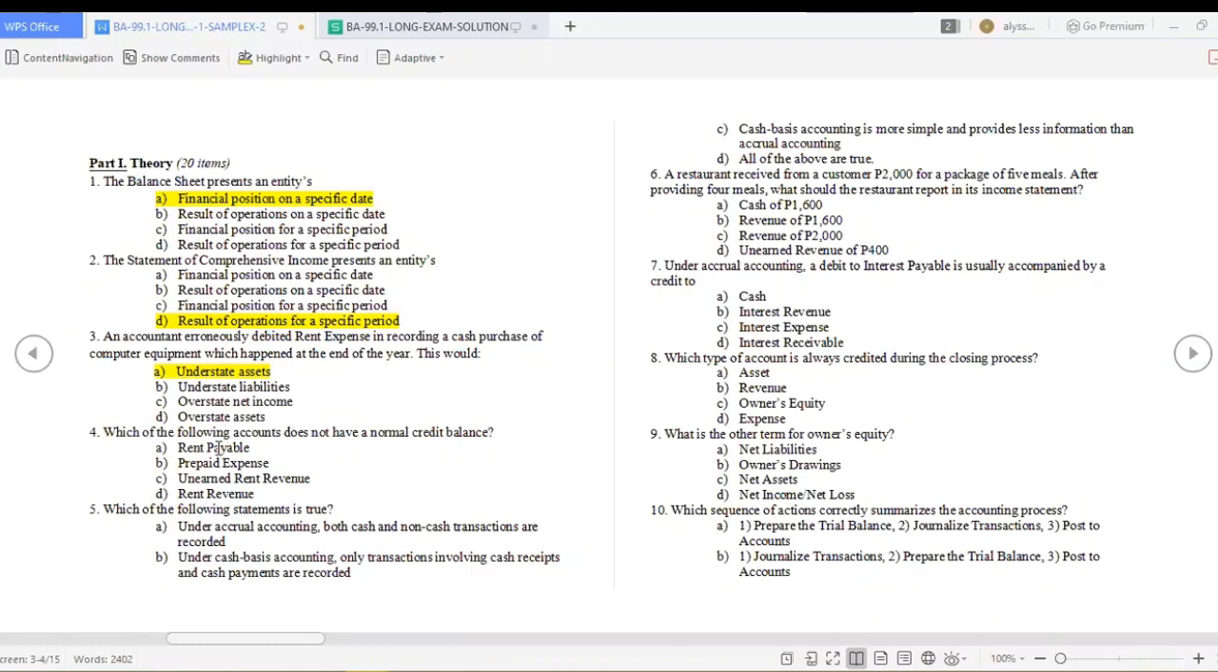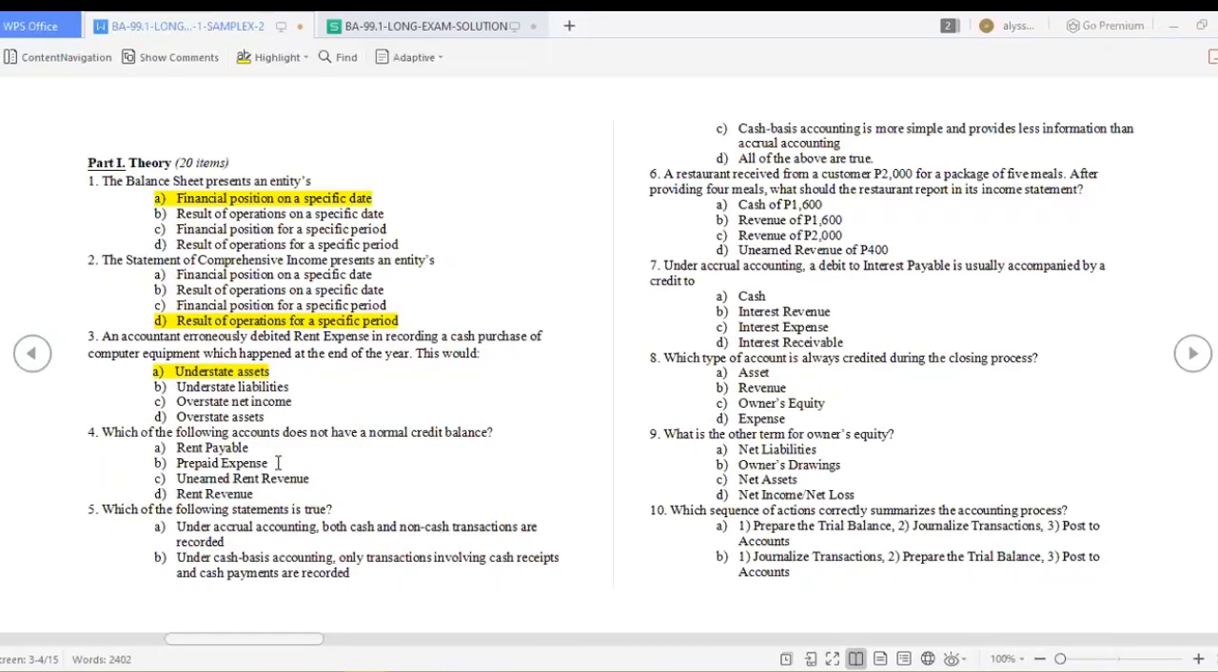First, rent payable. Rent payable is a liability, so that's a normal credit balance. Letter B, prepaid expense. Prepaid expense is an expense you will incur but you paid in advance. Since this is an expense, the normal balance is debit. Letter C, unearned rent revenue, and letter D, rent revenue. Since these are revenue items, the normal balance is credit. So the correct answer is letter D.